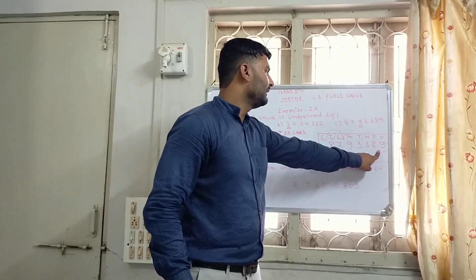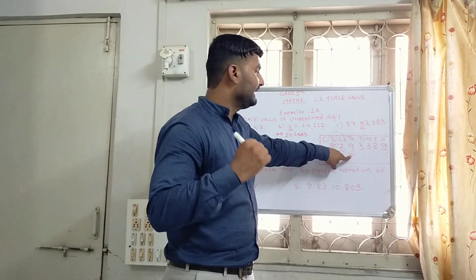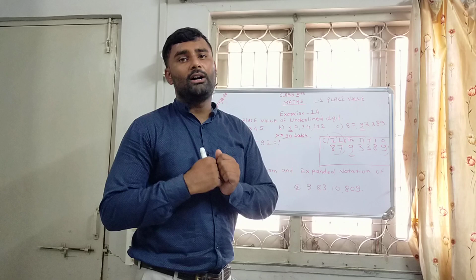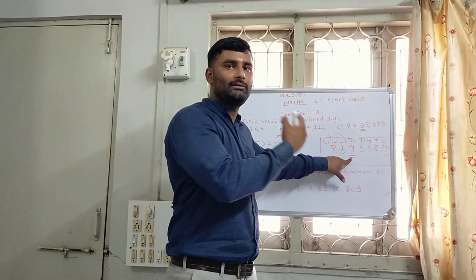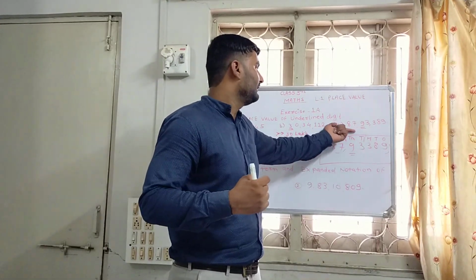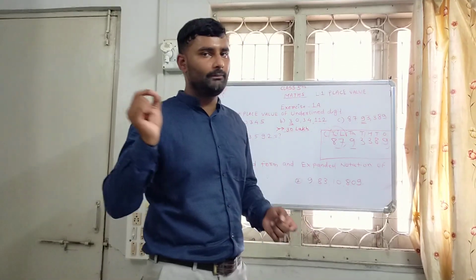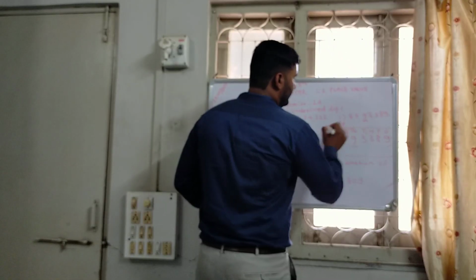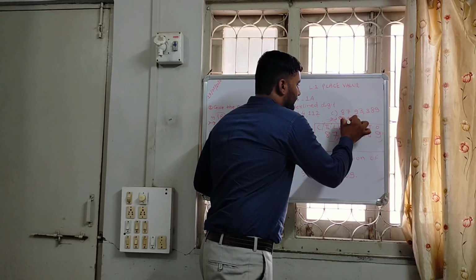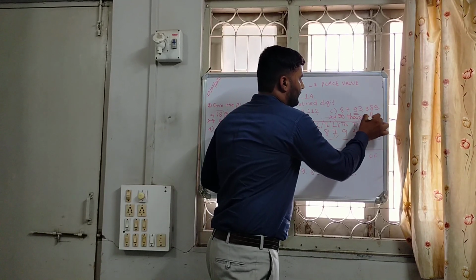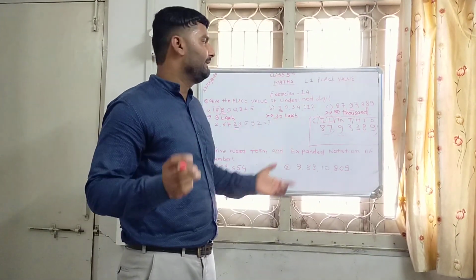Okay, 9 ones are there, 8 tens are there, 3 hundreds are there, 3 thousands are there, and 9 10,000s are there. 9 10,000s means 90,000, because 9 multiplied by 10,000 means our answer is 90,000. 90,000 is the value which comes under the 10,000 period. Okay, so I write there 90,000.